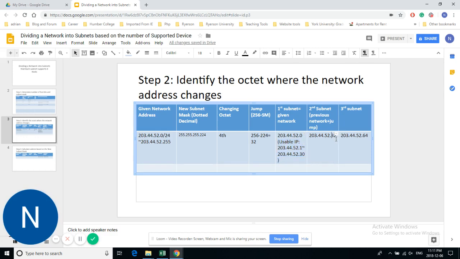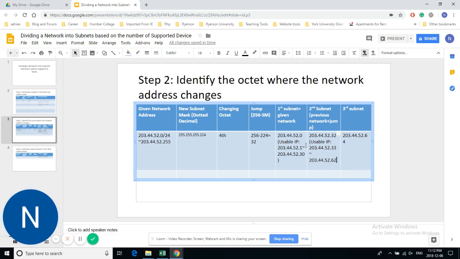So I'll make it bigger. Usable IP is 203.44.52.33, one address greater than the network address, and it goes to two addresses less than the next subnet address, so 64 minus 2, that is 62. 203.44.52.62. Two addresses less than the next subnet address.